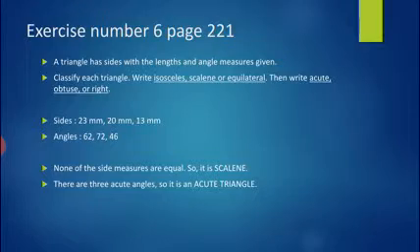The angles are 62, 72 and 46 degrees. So none is bigger than 90, and none is equal to 90. So the three numbers are smaller than 90. So we have three acute angles, so we have an acute triangle. So this triangle with these sides and these angles is scalene and acute.